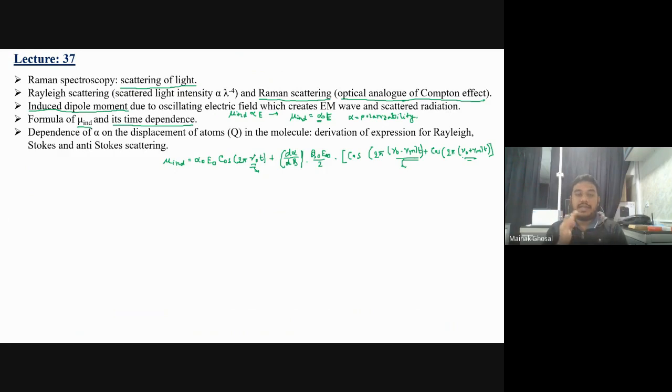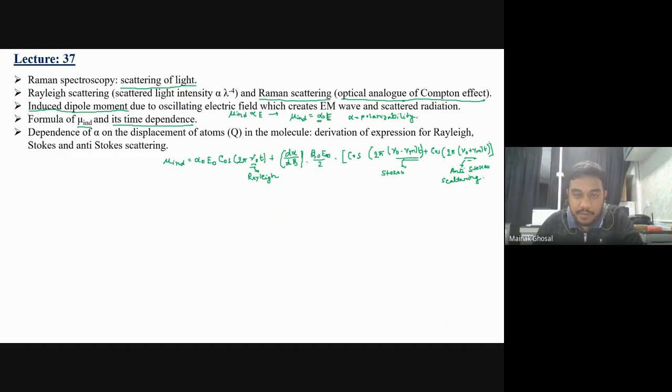Correspondingly, we can say that one will be the Rayleigh line, one will be the Stokes line, and another will be the anti-Stokes line. This is called Rayleigh scattering, which means it has the same wavelength and the same energy as the incident radiation. This is called Raman Stokes scattering, and this is called Raman anti-Stokes scattering. So this was the expression used to see how this alpha will depend upon Q.